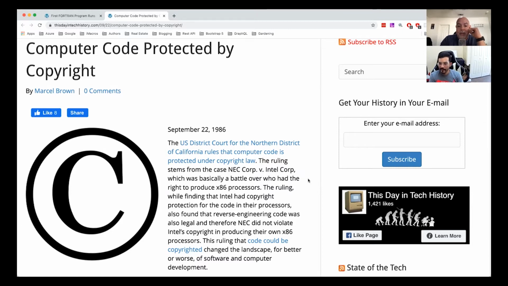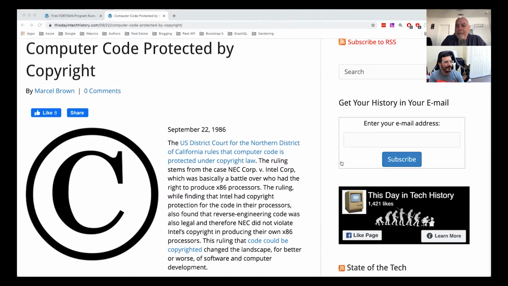This ruling changed the landscape for better or worse for software and computer development. So you can reverse engineer something. Oh, that's crazy. So we can take a program, reverse engineer it, and create our own, and they can't sue us. Where are we going to start? Facebook, Twitter, where? Let's be the next Facebook. Interesting. Yeah, that's kind of interesting to figure that out.